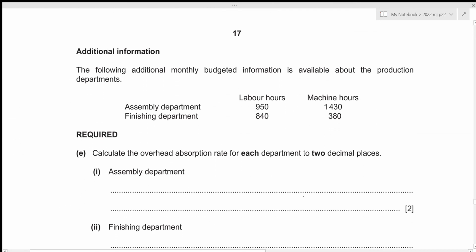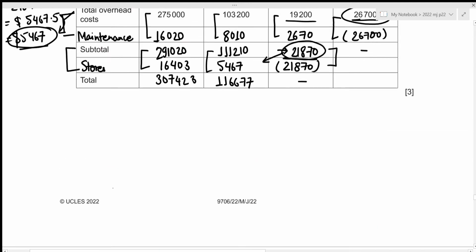We are given additional information. The following additional monthly budgeted information is available about the production departments. So we can see that the labor hour for assembly department and finishing department are 950 and 840 respectively, whereas the machine hours for assembly and finishing department are 1430 and 380 respectively. Now for the fifth part of this question, we need to calculate the overhead absorption rate for each department to 2 decimal places.